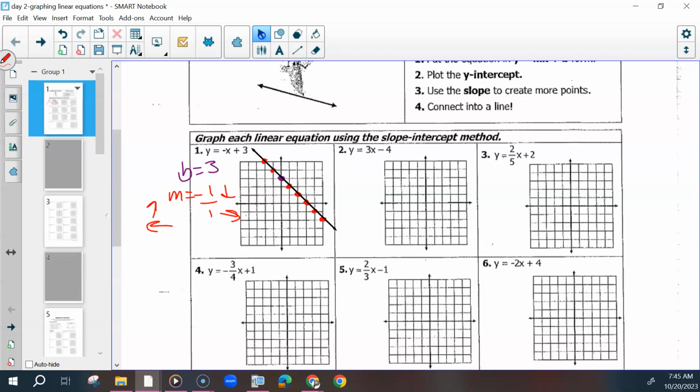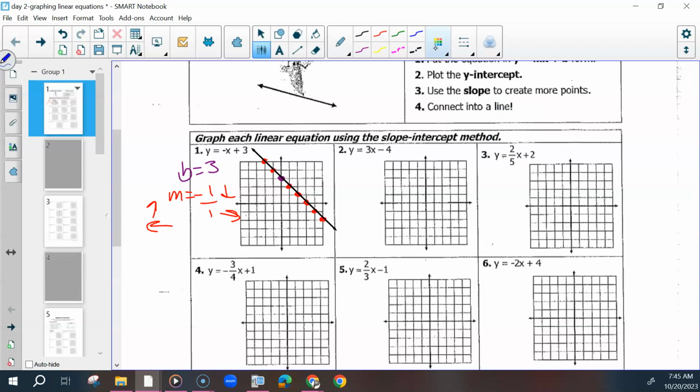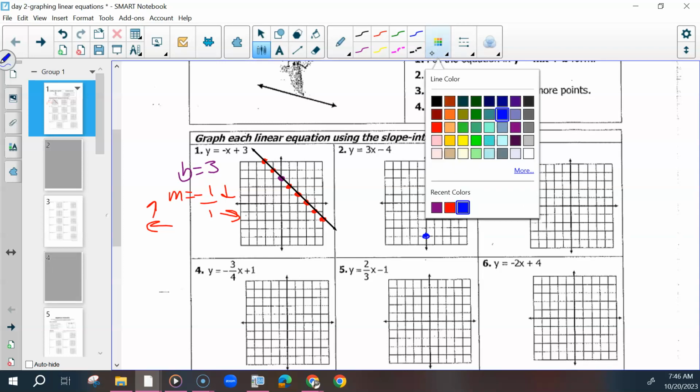Questions on that? Number 2, what is our y-intercept? -4, so plot a point at -4. Slope is what? 3/1.